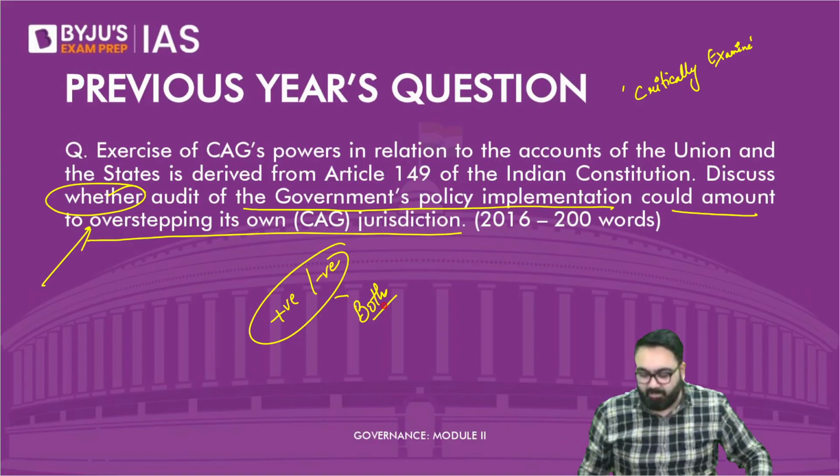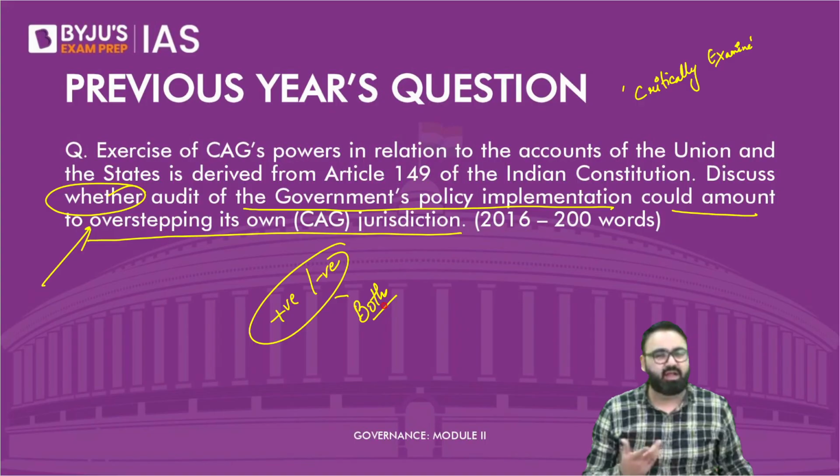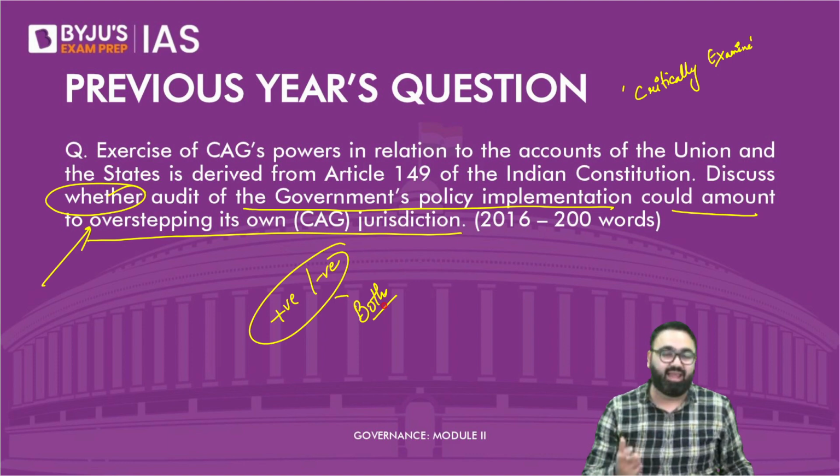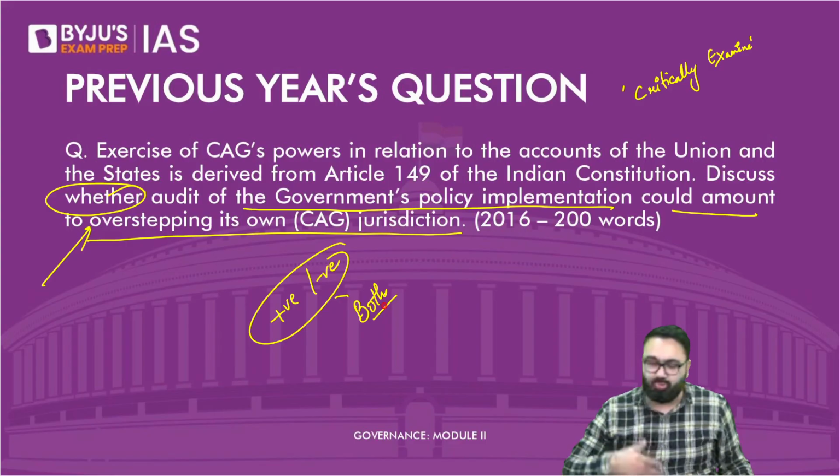In the concluding part, you have to give a way forward. For example, you can write that the CAG's office, being an extremely important office in the case of India, should maintain a balance between the two and allow democracy to thrive, to prosper even further. This kind of thing you can write.